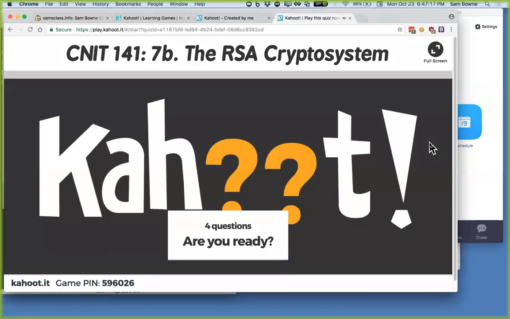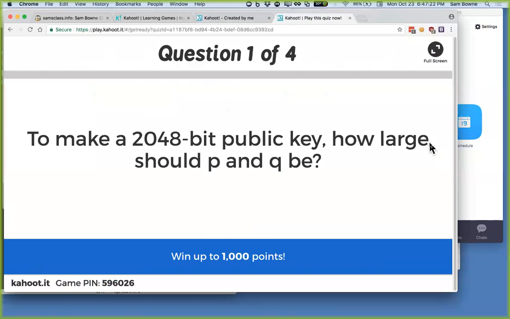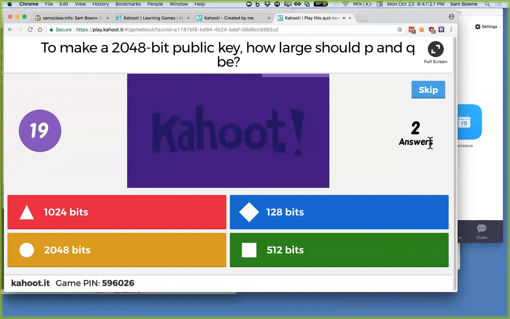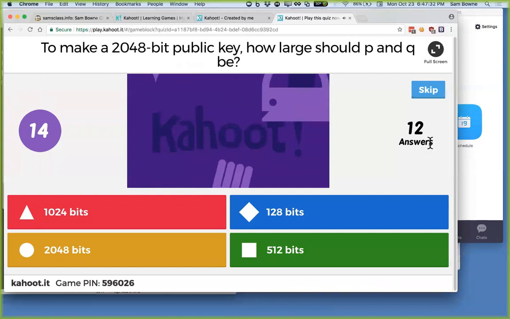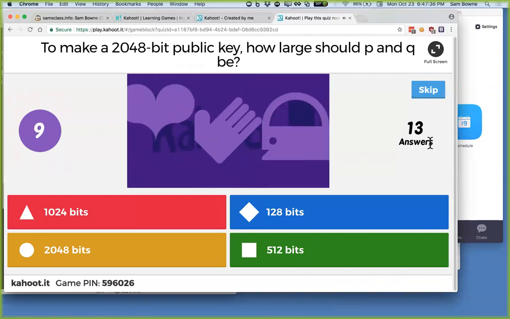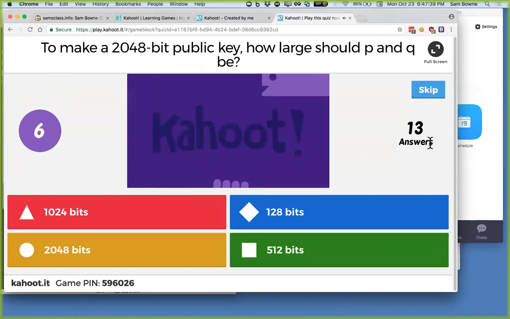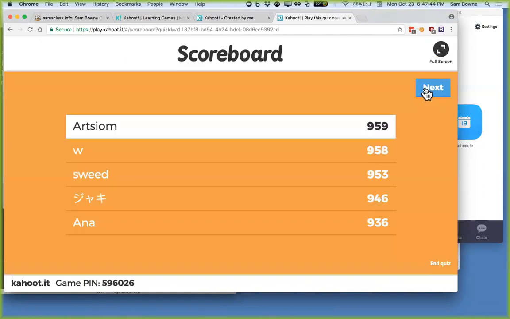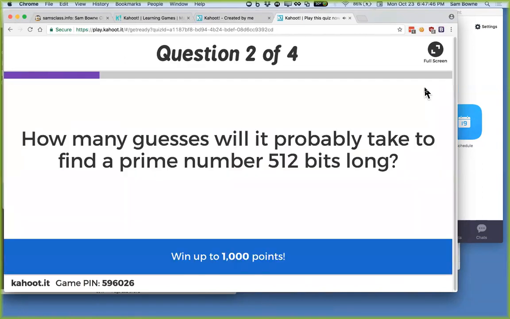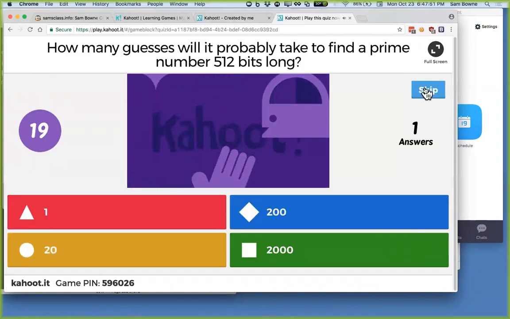All right. 4 questions. To make a 2048-bit public key, how large do P and Q have to be? All right. Yep. Half as much. 1024 each. 1024 is the answer. Yeah. Well, I had 2 answers. I didn't notice that. Oh, well. Anyway, there should have only been 1.